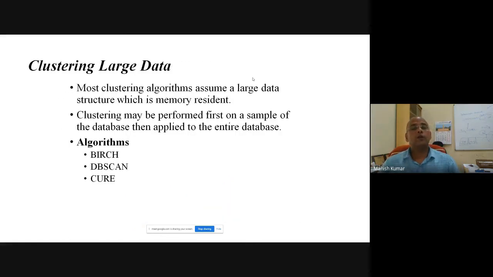When you look for clustering large data, we have algorithms like Balanced Iterative Reducing and Clustering using Hierarchies (BIRCH), then DBSCAN, which is density-based spatial clustering of applications with noise, whereas CURE is clustering using representatives. All these algorithms are very useful for large data. And let me tell you that DBSCAN and CURE are also widely used in time series data clustering.